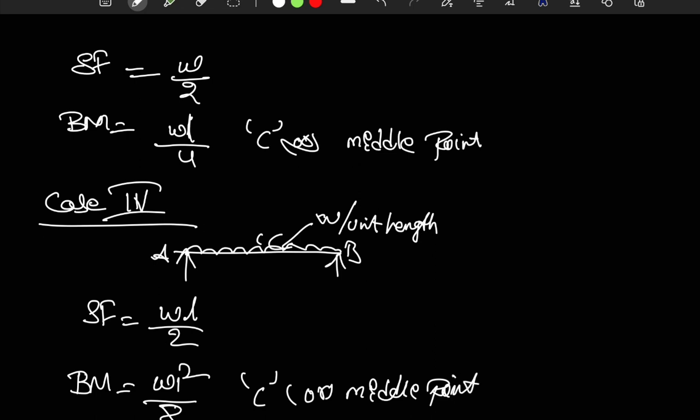In this class, we discussed shear force diagram and bending moment diagram for standard cases of cantilever beam and simply supported beam. Further, we will solve problems. Okay, while closing the class, thank you.